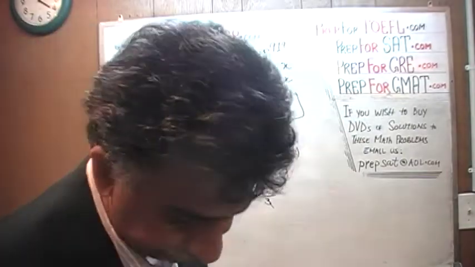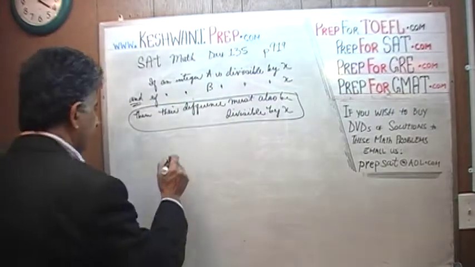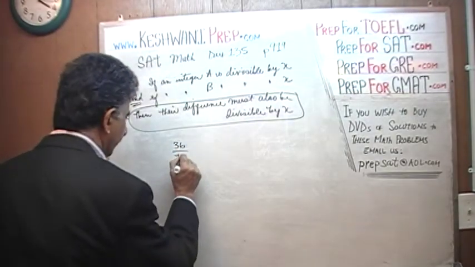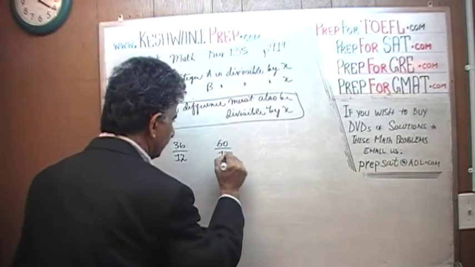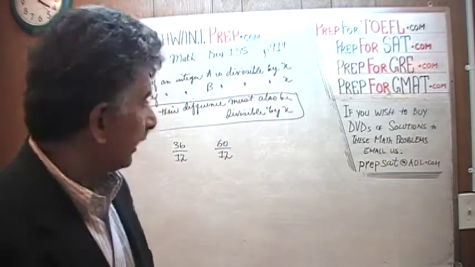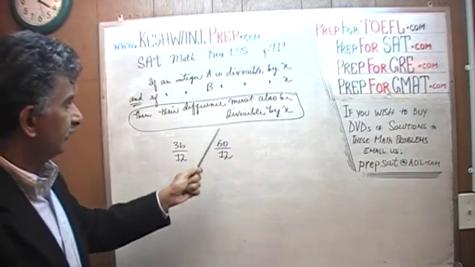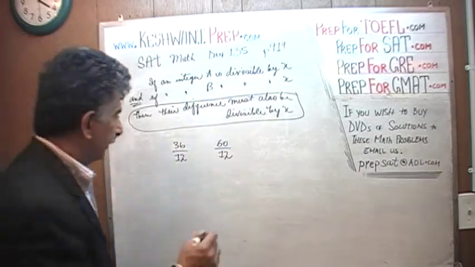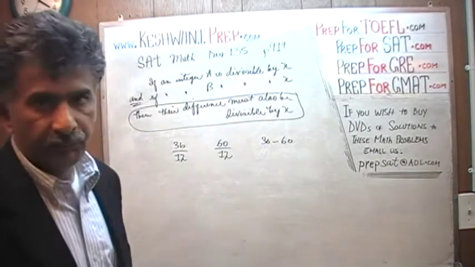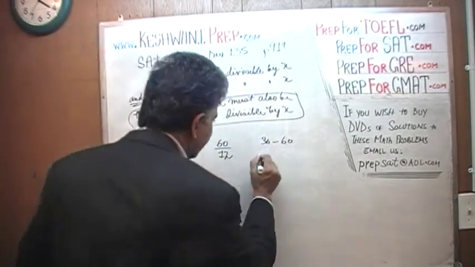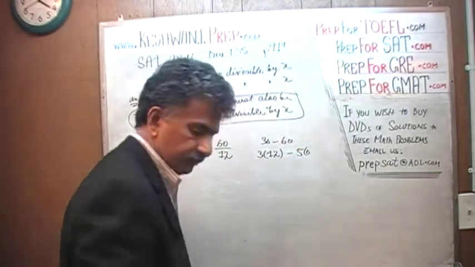Let's do one more example. For example, if we are told that 36 is divisible by 12, which it is, and if we are told that 60 is divisible by 12, so here our a is 36, and 60, which is our b, is divisible by 12, then their difference, 36 minus 60, must also be divisible by 12, because 36 can be written as 3 times 12, and 60 can be written as 5 times 12.